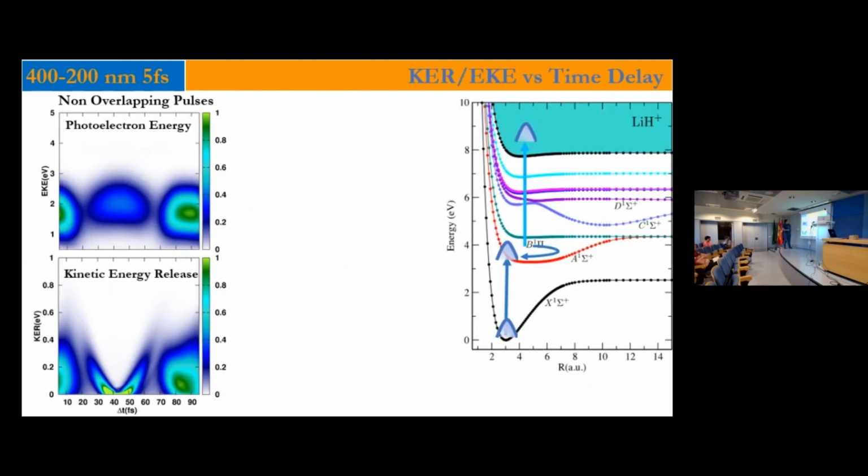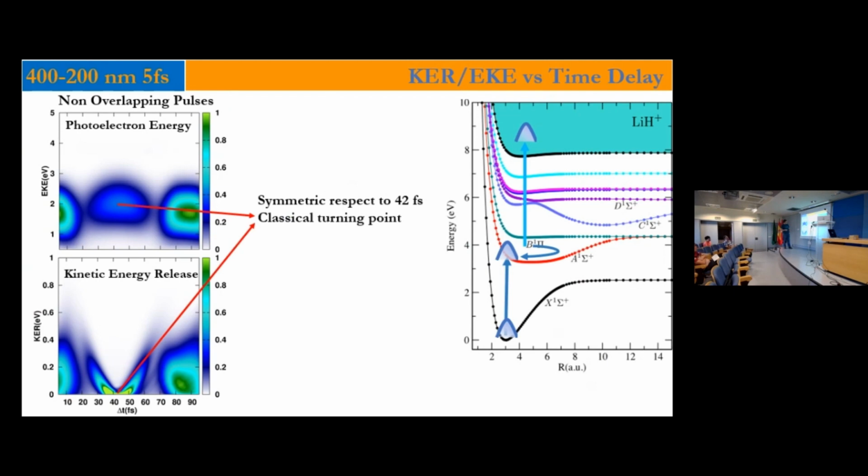A little bit more differential observable that you can look at is the photoelectron energy. That means that you measure the photoelectron, disregarding the energy of the fragments, the lithium plus and hydrogen dissociating. And this is what you get. You can also do it the other way around: you can measure the kinetic energy release, disregarding the electron kinetic energy, so just measure the lithium plus hydrogen plus kinetic energy. This is what you get.